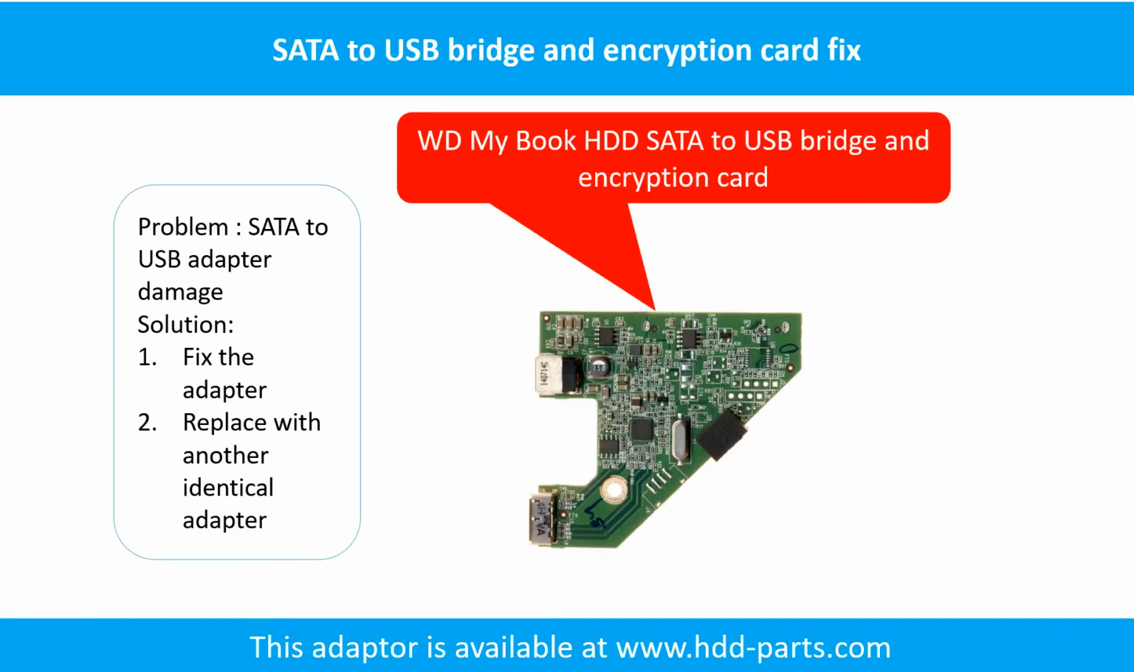SATA to USB adapter damage. If the SATA to USB adapter is damaged, the common solutions are 1. Fix the adapter directly. 2. Replace the damaged adapter with another identical adapter. You cannot take the hard drive out to put into another hard drive enclosure or another computer to read it, because for this model, WD external desktop hard drive, the data on the hard drive is encrypted by this special adapter.